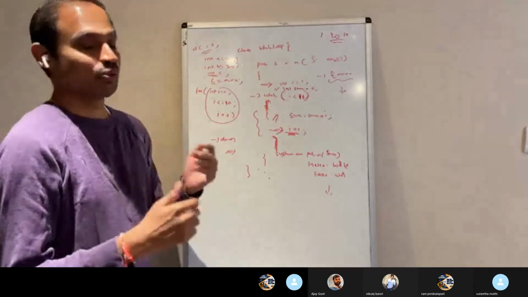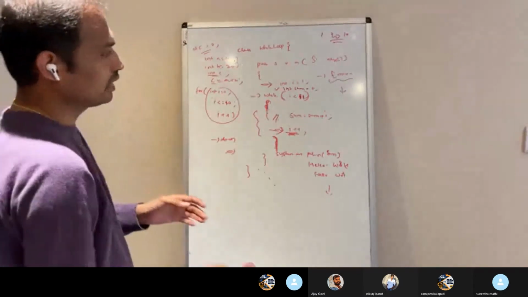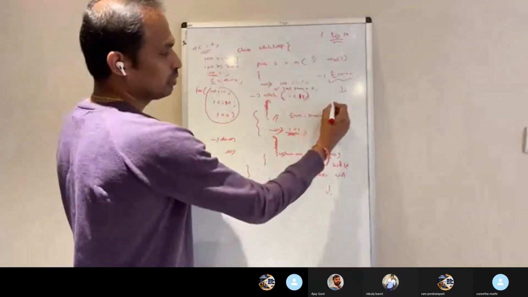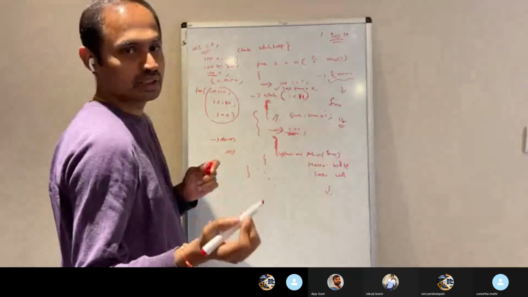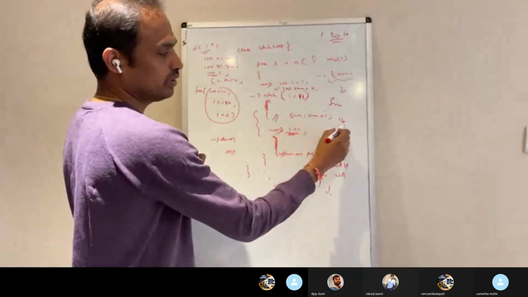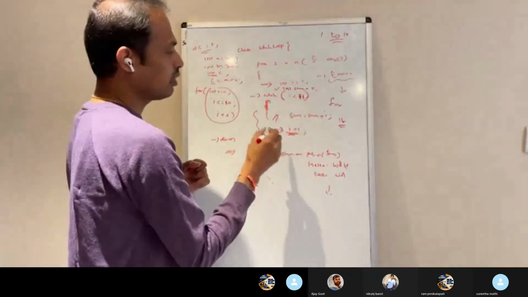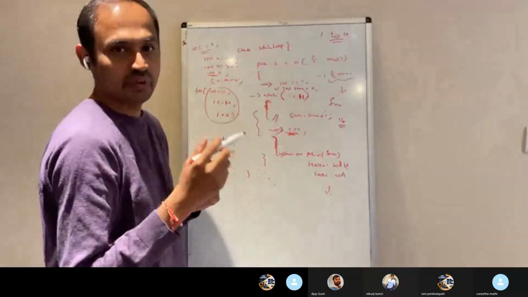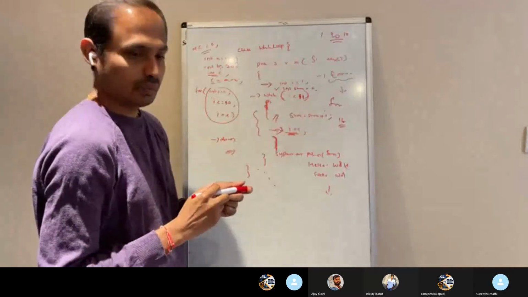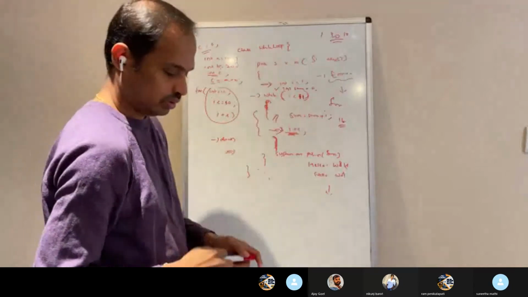We'll be writing more complex programs. In the for loop we'll be using if conditions. We already discussed if, right? How to use if in the for loop and how to use if in the while loop. So like this, we'll write different programs so that you will understand more.